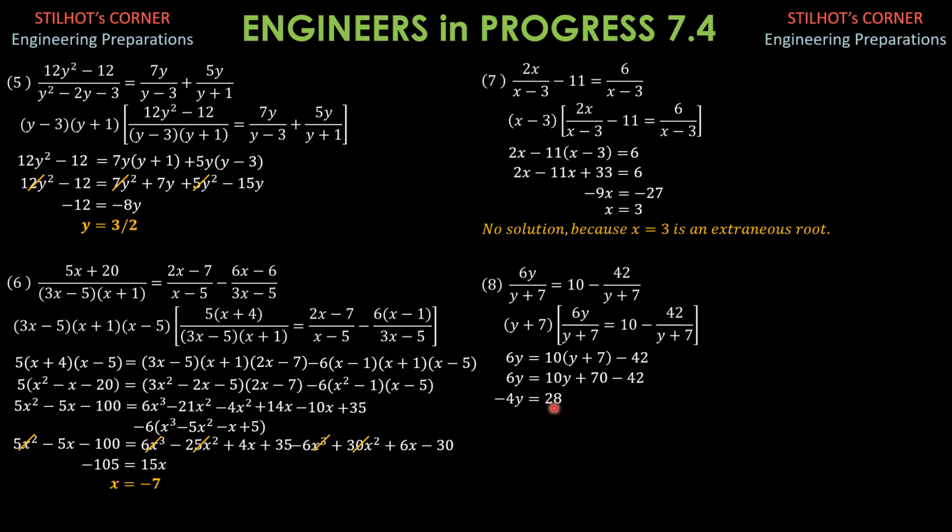So negative 4y equals 28. Then y is 28 over negative 4. So y is negative 7. But when y is negative 7, the denominator here is 0 as well as there, which makes it undefined. Therefore, y equals negative 7 is an extraneous root. There's no solution to equation 8.